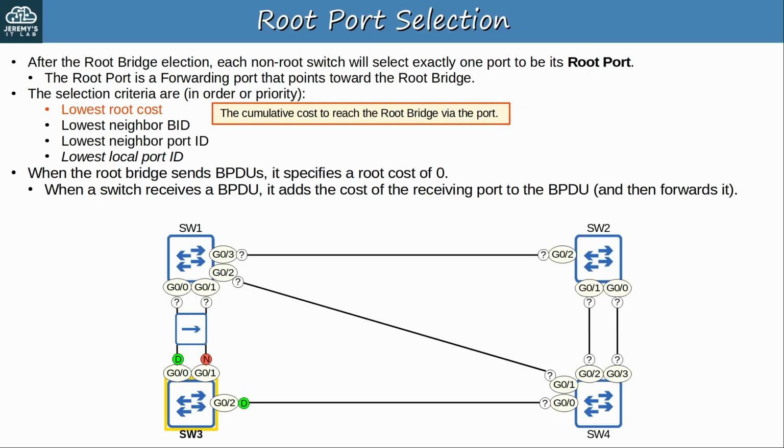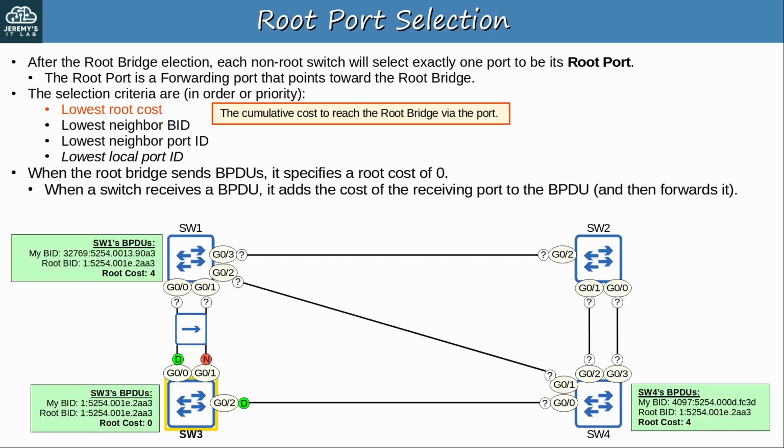Then, when a switch receives a BPDU, it adds the cost of the receiving port to the BPDU, and then forwards it. So switch 3, the root bridge, sends BPDUs with a cost of 0. Then, switch 1 and switch 4 each add a cost of 4 for their gigabit Ethernet ports to the BPDUs they send. Switch 1 receives BPDUs from the root bridge on G0/0 and G0/1, and switch 4 receives them on its G0/0 port. So they send BPDUs with a cost of 4.